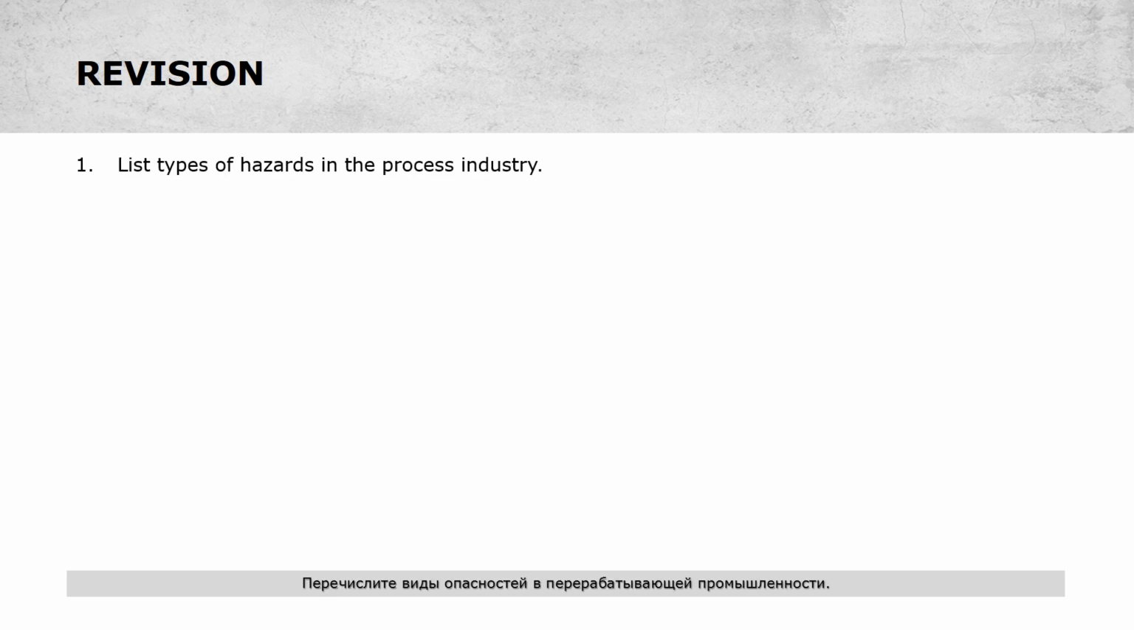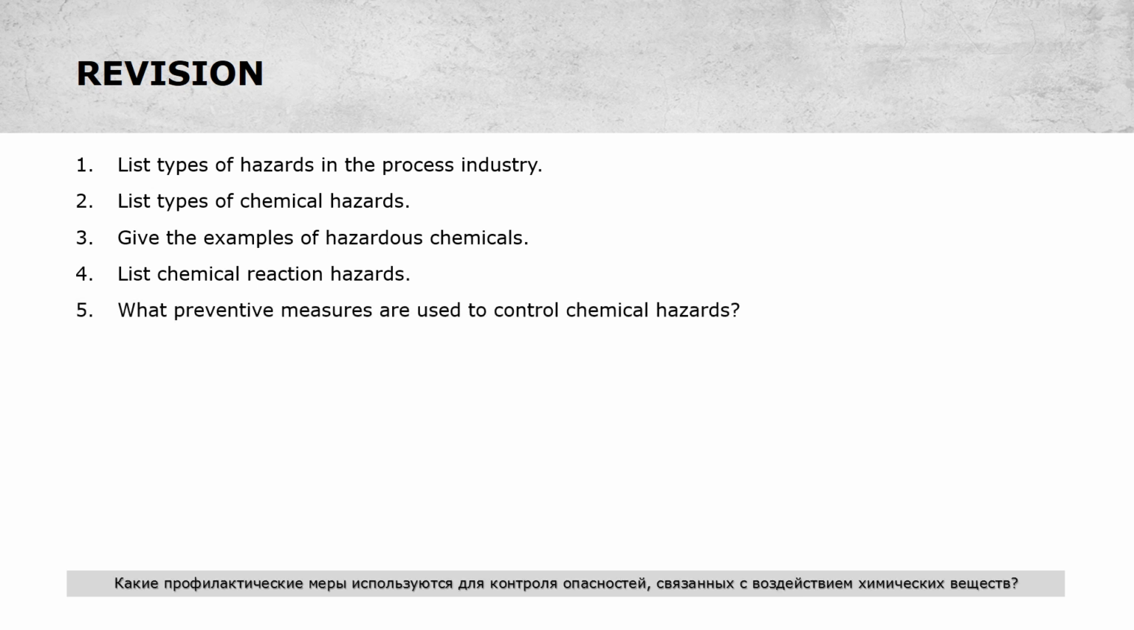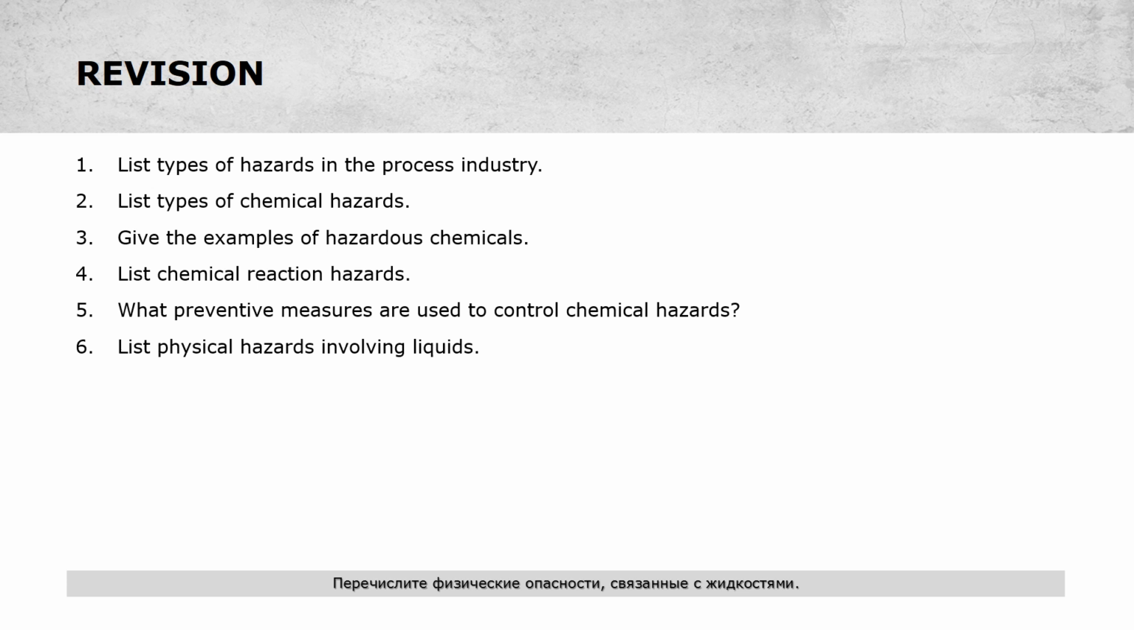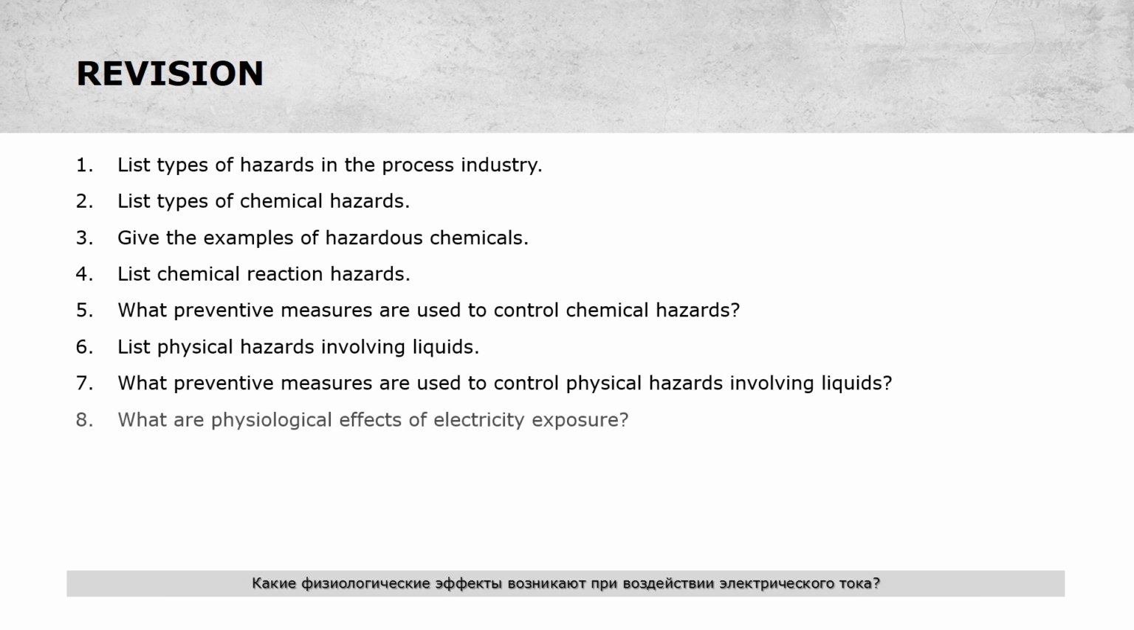Revision. List types of hazards in the process industry. List types of chemical hazards. Give the examples of hazardous chemicals. List chemical reaction hazards. What preventive measures are used to control chemical hazards? List physical hazards involving liquids. What preventive measures are used to control physical hazards involving liquids? What are physiological effects of electricity exposure? How to prevent electrical hazards?